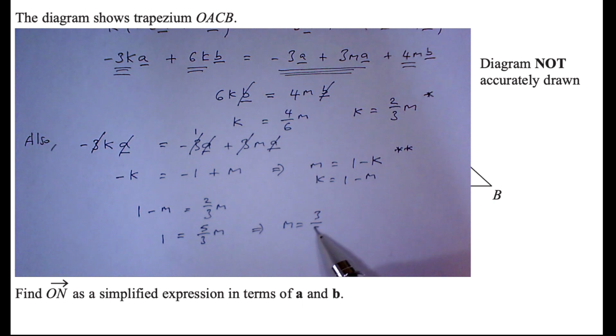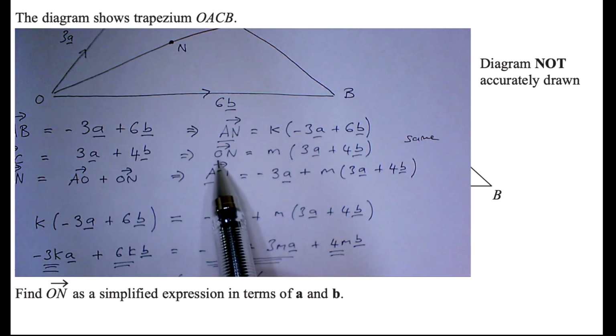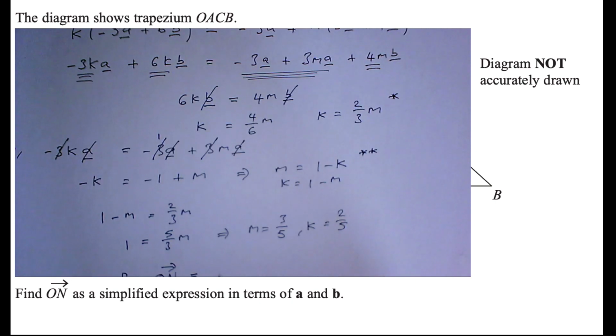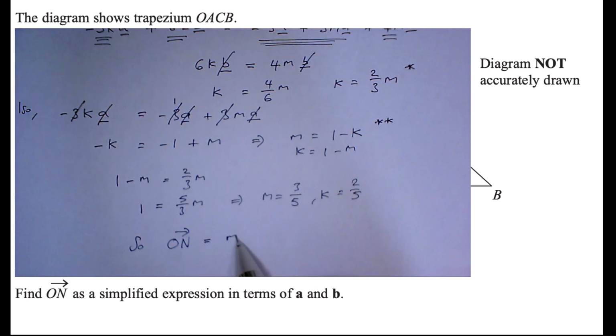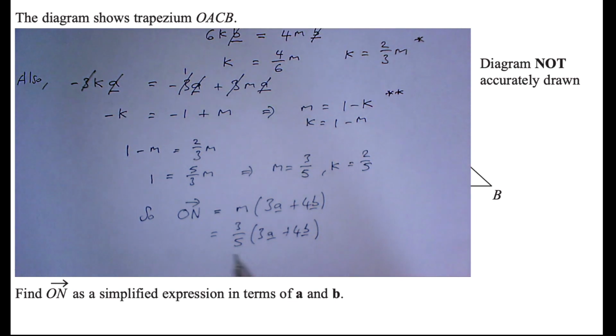So 1 is equal to 5/3 m, and so if I divide both sides by 5/3, m is equal to 3/5. And using my second equation, I can say that k is also equal to 2/5. Now let's just check the question. The question says find O to N simplified in a and b terms. So I want O to N, and fortunately I've written down an expression for O to N. It's m lots of 3a plus 4b. And of course we know what m is now. It's 3/5 of 3a plus 4b. And that is it. We have shown what O to N is in terms of a and b.